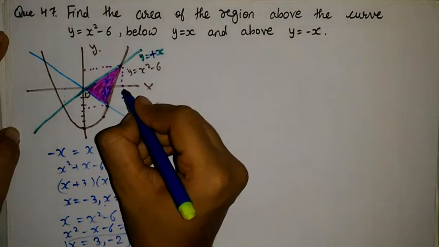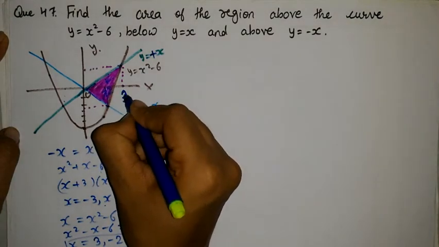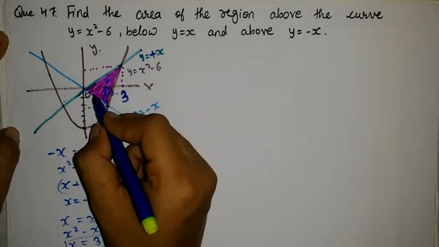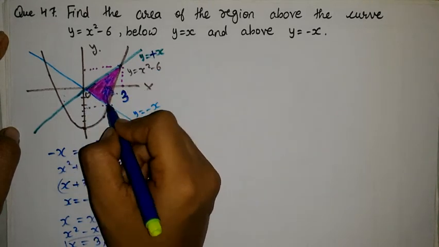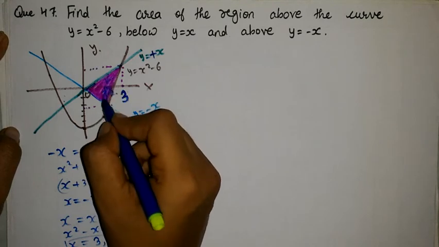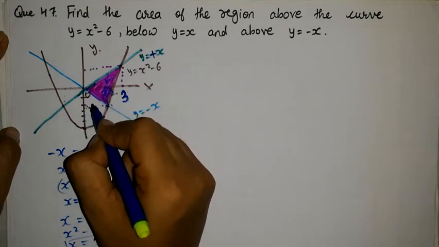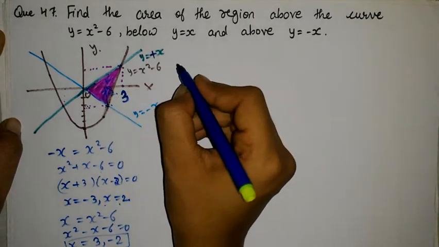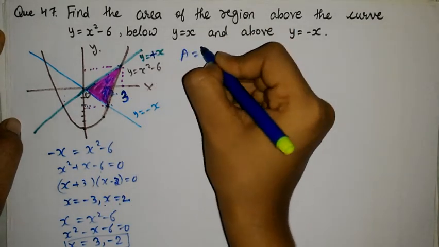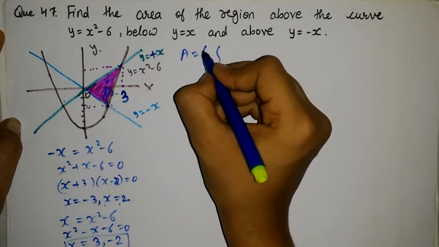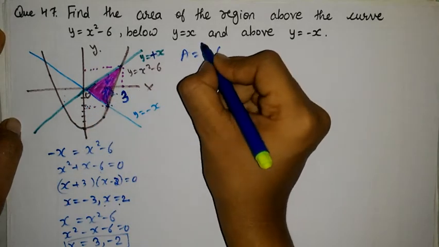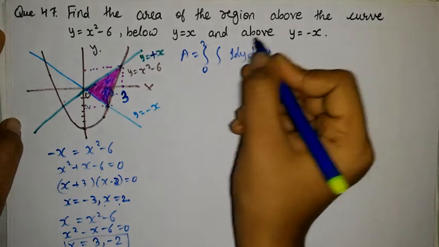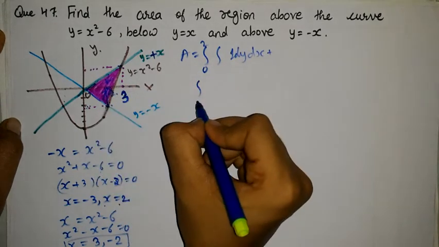So here we will get the point 3. And here it was 2, and here it is 0. Let's divide this into two parts, from 0 to 2 and 2 to 3. So area is equal to double integration. We have to find the limit of x from 0 to 2 into 1 into dy dx, plus the other is from 2 to 3.